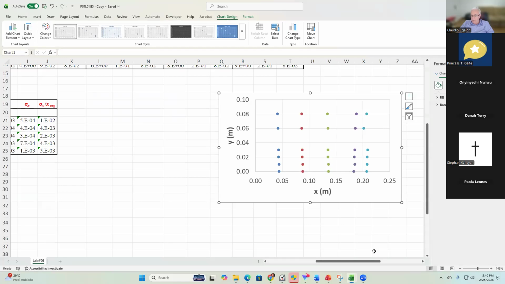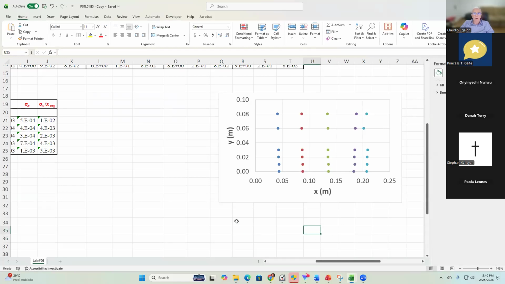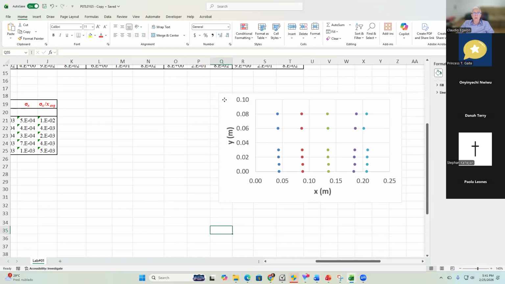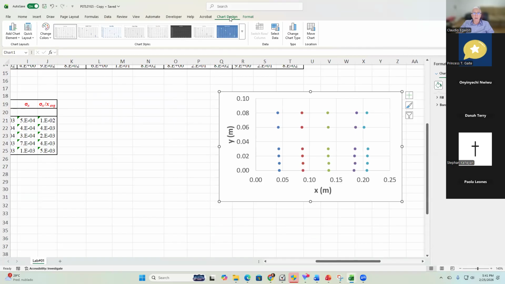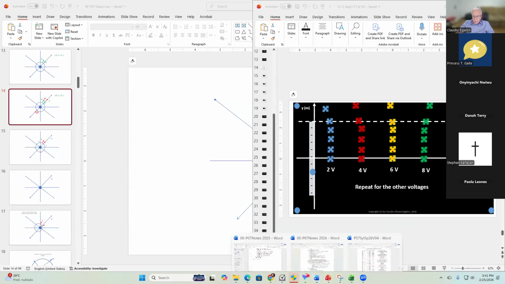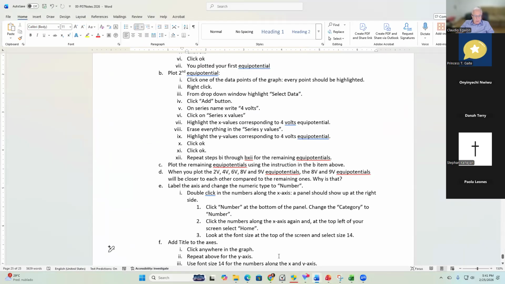What time is that? 5:40 already, and we have 10 more minutes to go. Here you go. Click the chart, okay? When you click the chart, chart design is going to appear there at the top. We're running out of time. Let's see if we can finish that. Add title to that. Select the chart, okay? Choose chart.